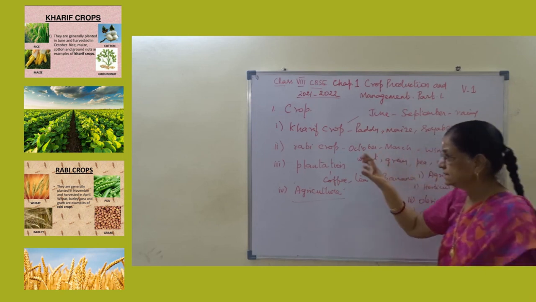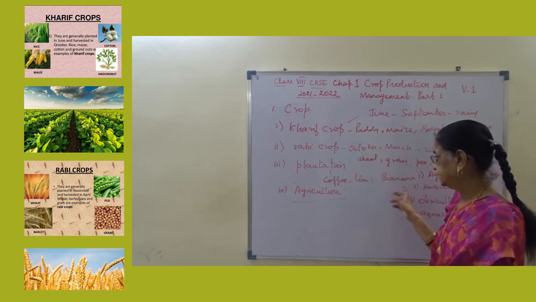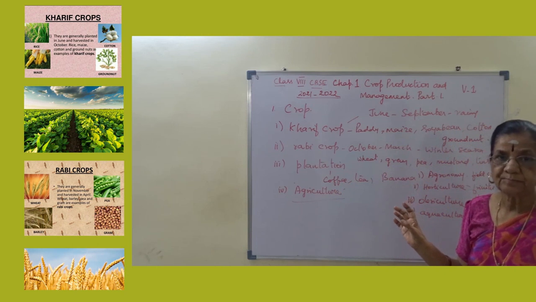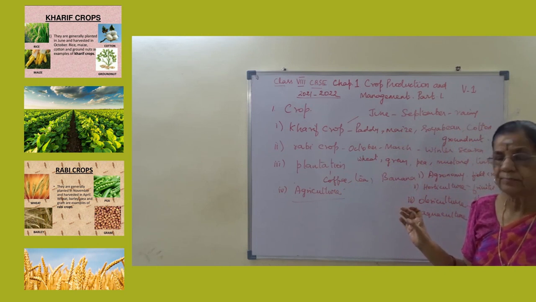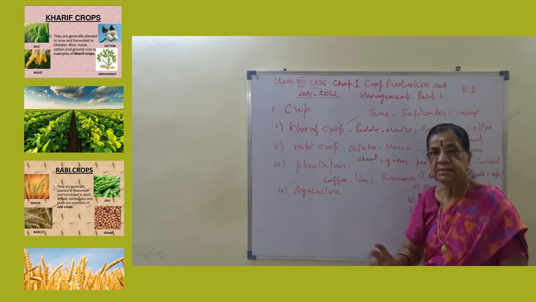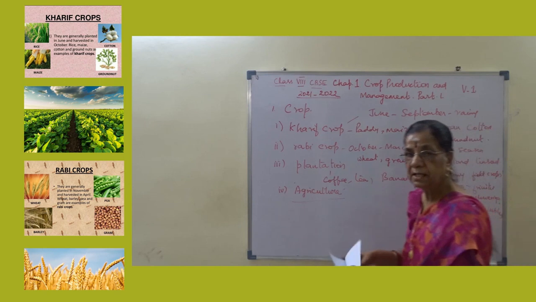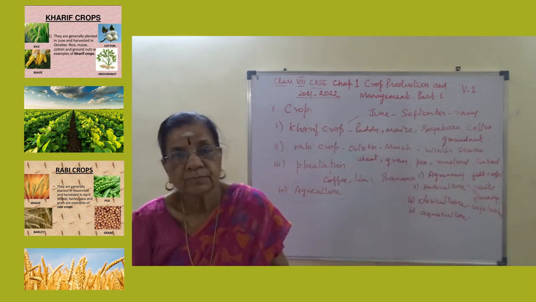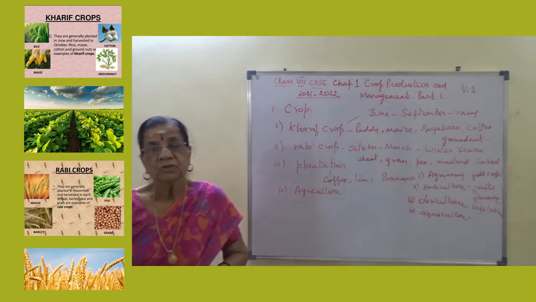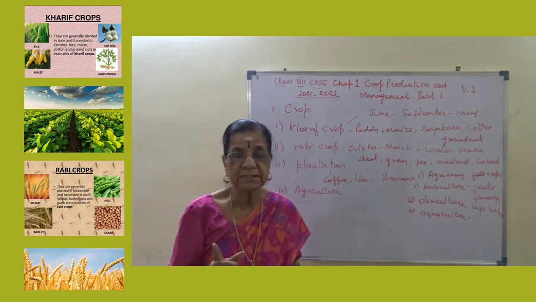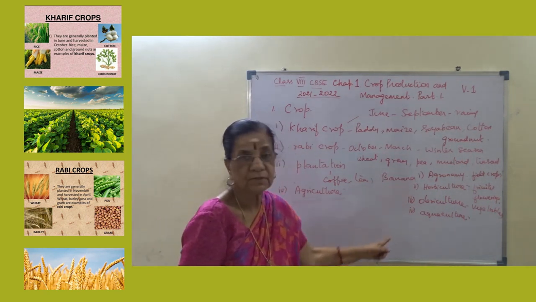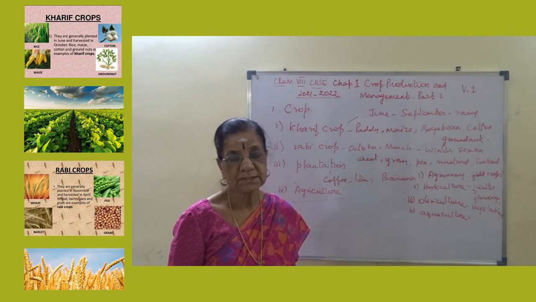Then what are plantation crops? Coffee, tea and banana. I hope you understand. And then agriculture, you should know the definition. I have given it in the theory. And then branches of agriculture: agronomy, horticulture, floriculture and aquaculture. I hope you understand. So we have covered the first two pages, and based on that we have learned additional points.